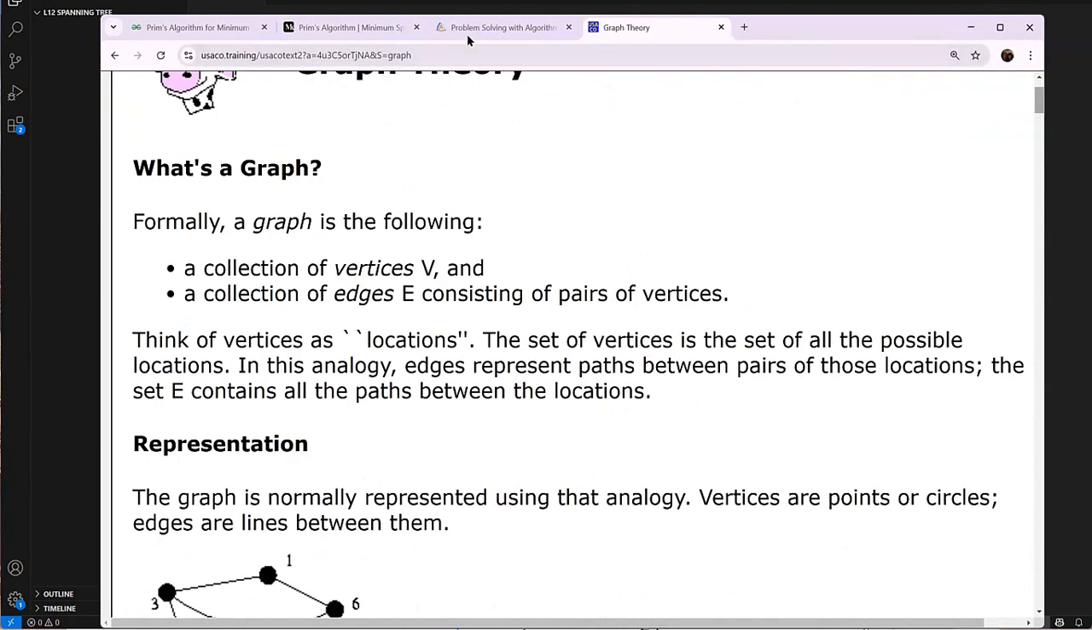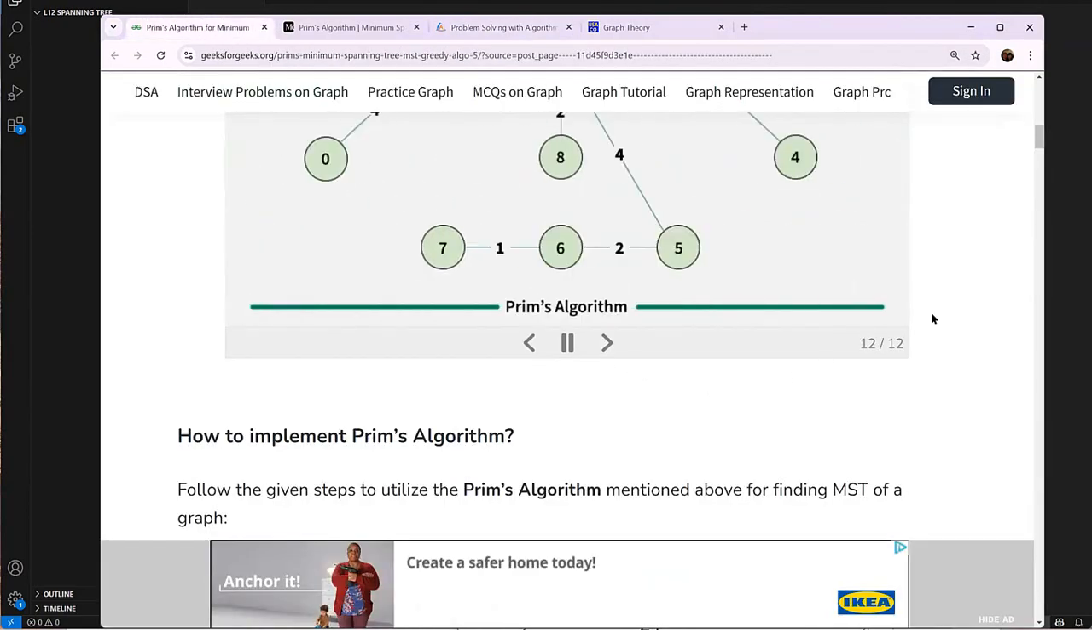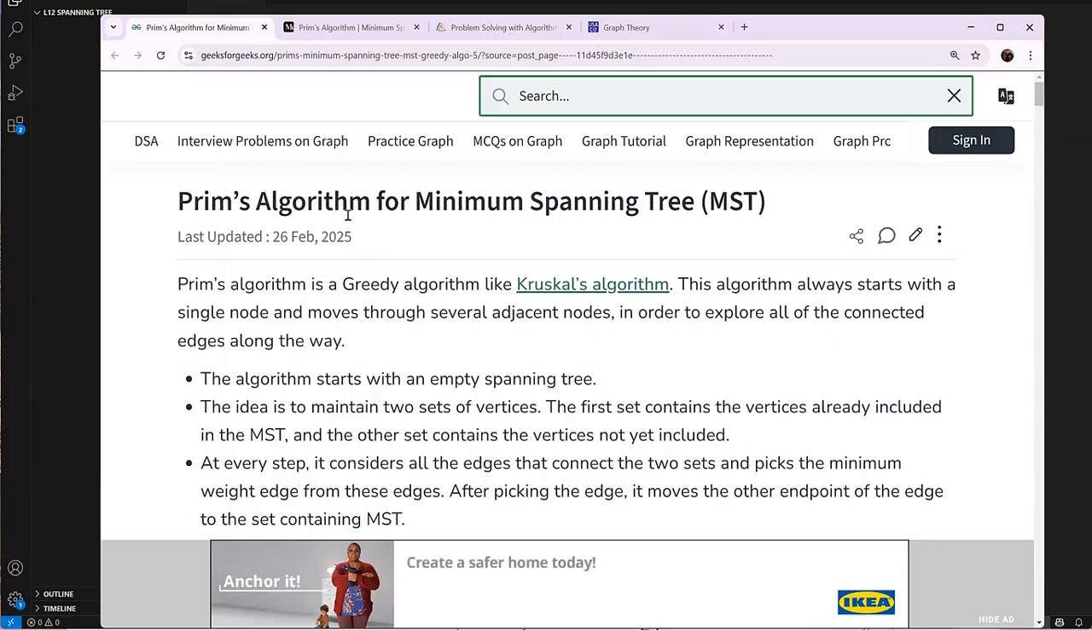So now we will go back to the shortest path problem and finding the minimum spanning tree. We will get started from the minimum spanning tree. So this is a minimum spanning tree. We'll look at this one. This is Prim's algorithm for the minimum spanning tree.